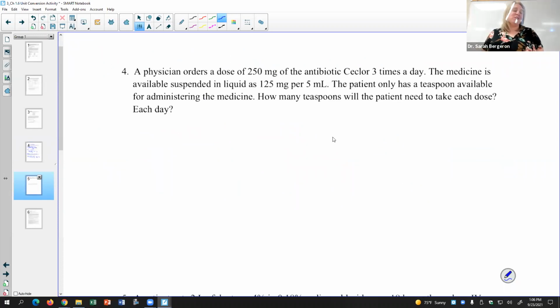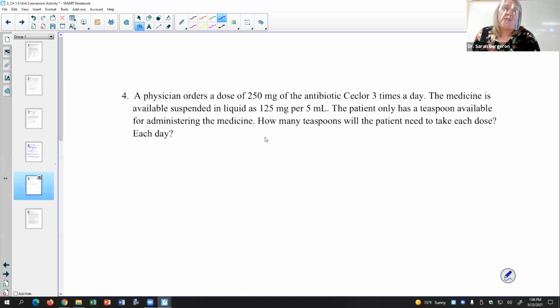A physician orders a dose of 250 milligrams of the antibiotic, and I don't know how that's exactly pronounced, 3 times a day. The medicine is available suspended in a liquid as, I'm going to suggest, when you're looking at these, anytime you see an equivalent relationship, you write it out. So I see 125 milligrams per 5 mils. So that's 125 milligrams for every 5 milliliters, right?